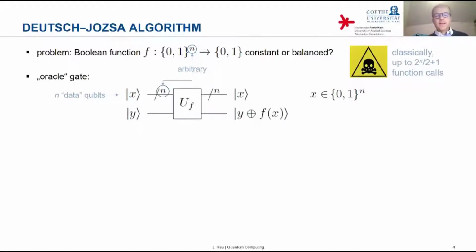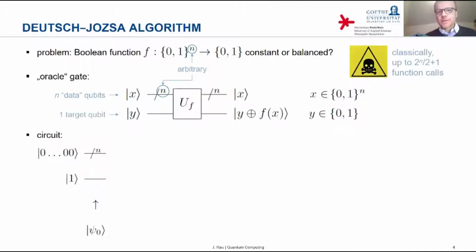Here I marked once again that in contrast to Deutsch's algorithm and the oracle there, the novelty is that you have now n so-called data qubits. You don't talk about control qubits like in the C0 gate, but here you talk about data qubits.